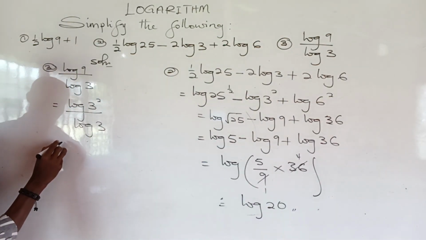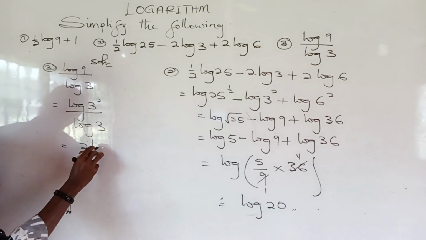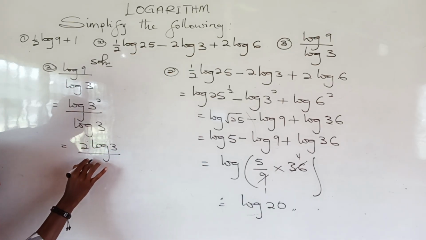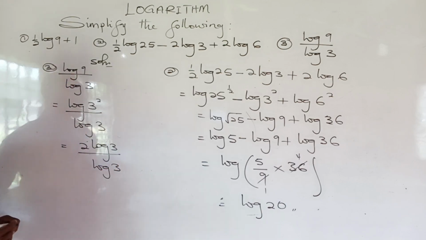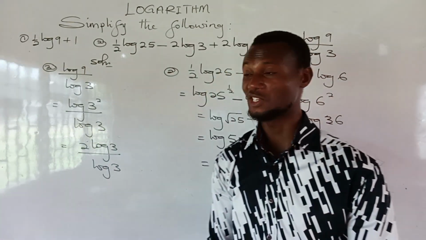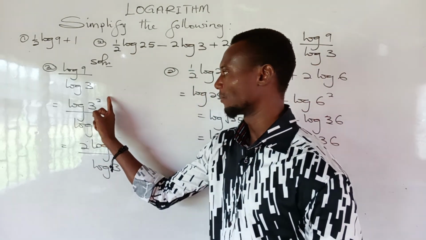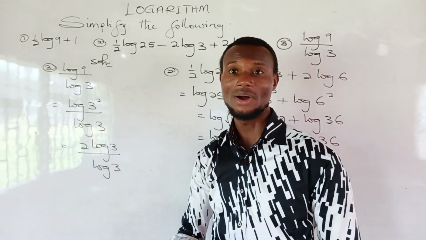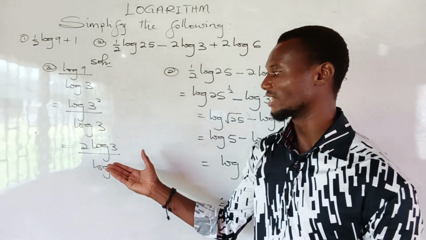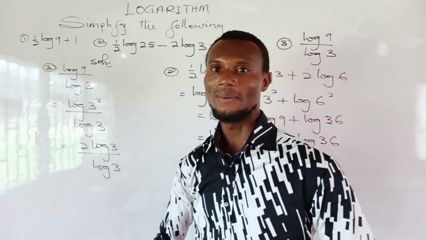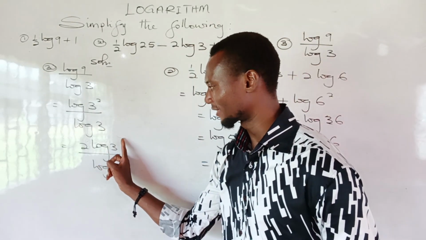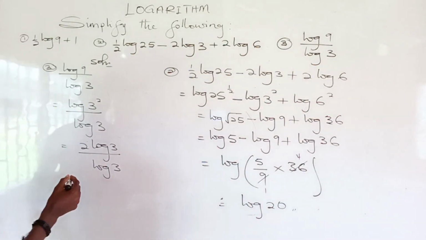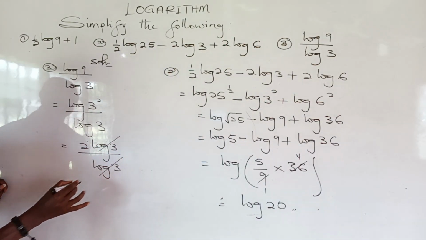So I can rewrite this one as 2 log 3 over log 3. I hope you understand and you agree with me up to this point. All that we did is make the 2 here come and become a coefficient to the log, and that is the power rule that we are applying. Okay, so now from here, we can do our cancellation. You can see that I have log 3 here and also log 3 here, so I can cancel them out.